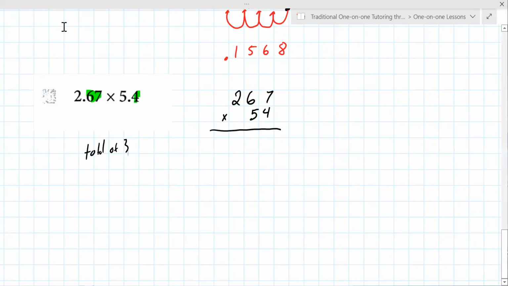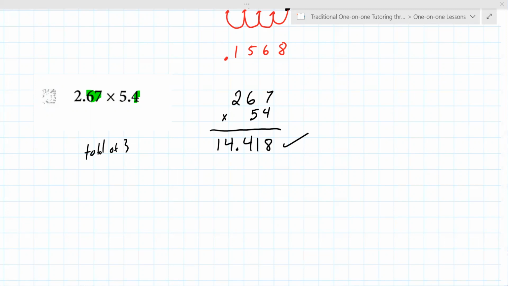How are you doing on this one, August? Pretty good. I got 14.418. Yes, that's correct. Excellent. Okay, so I know page 2 is a bunch of multiplication, so we'll do a couple of division problems.